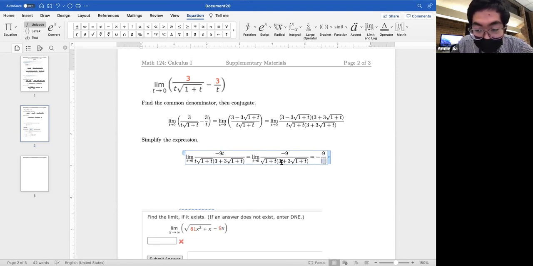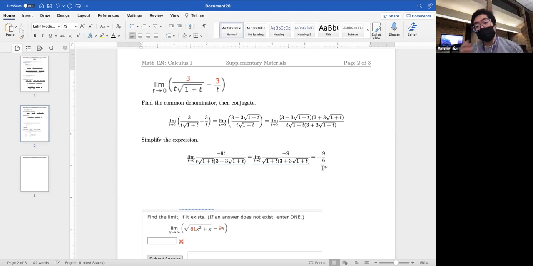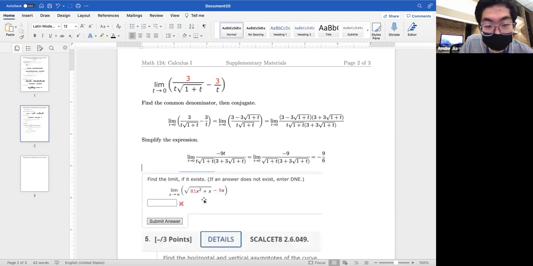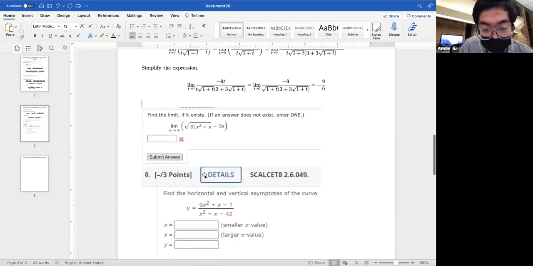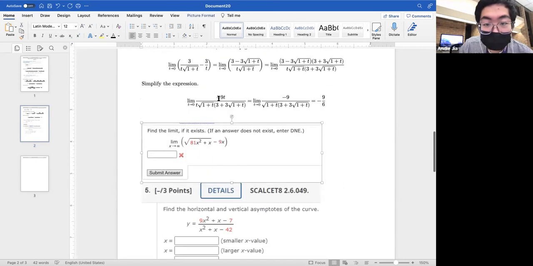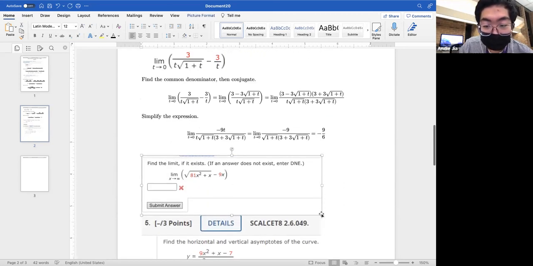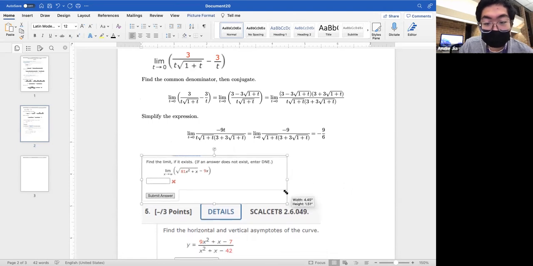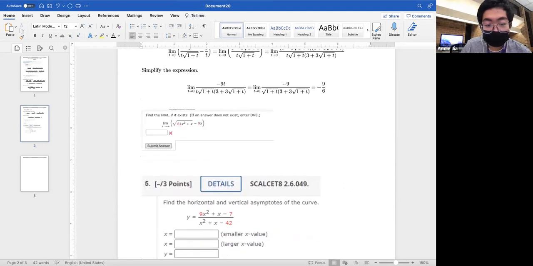It's going to be 1 plus 1, so 6 will be negative 3 over 2. So you just need to find a common denominator, then conjugate. And so for this, the same trick. Set the denominator as 1.